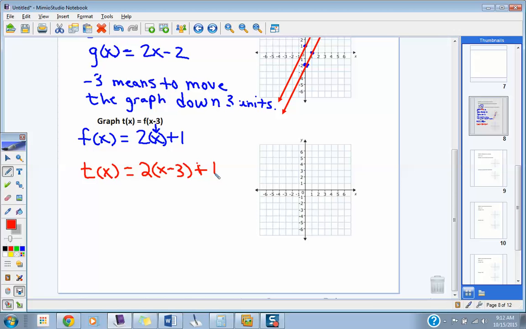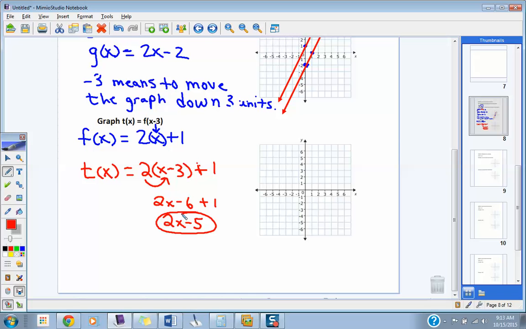Okay, I want to simplify this, so help me distribute. Where are you at here? 2x minus 6. All right, how about the negative 6 and the plus 1? So we've got 2x minus 5. So what I would really be graphing here is 2x minus 5. Well, no problem.